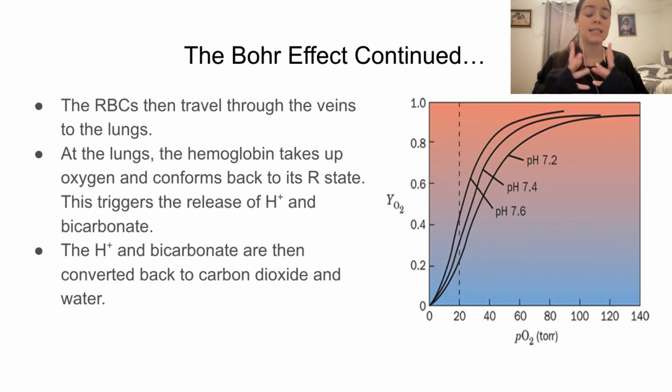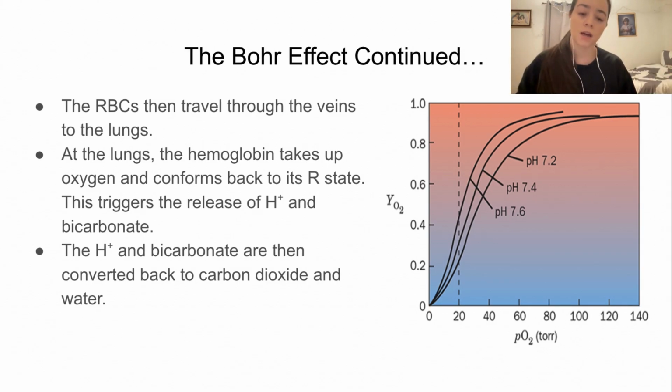Now that the hemoglobin is in its T state with the proton and bicarbonate, the red blood cells are going to travel through the veins to the lungs. And again, at the lungs, there are a lot of oxygen molecules. The partial pressure of oxygen is very high. So the hemoglobin is now going to take up oxygen molecules in the lungs, and it's going to revert back to its R state, triggering the release of the proton and the bicarbonate. Then the proton and the bicarbonate are going to convert back to carbon dioxide and water, again with the help of that enzyme. And then we breathe out the carbon dioxide.